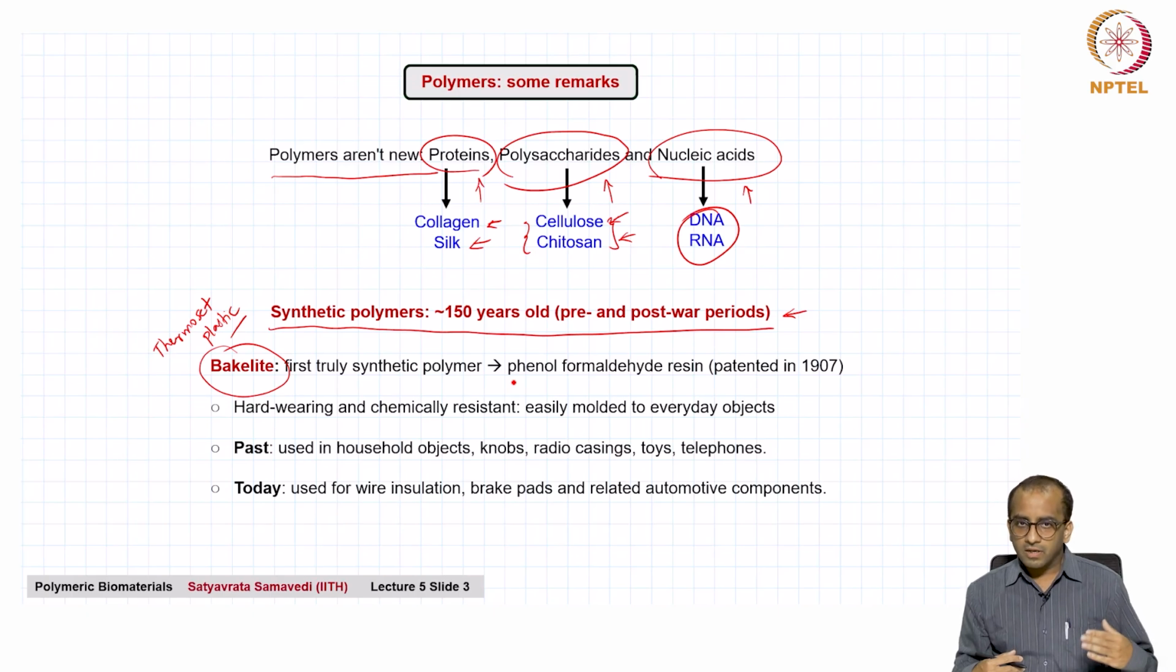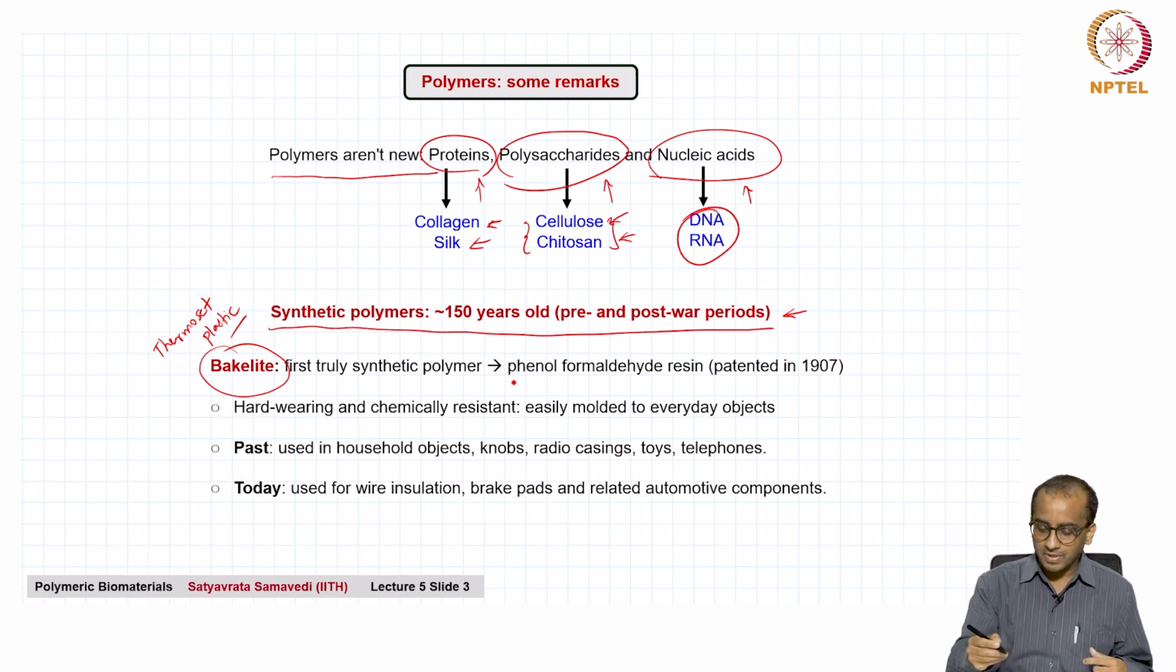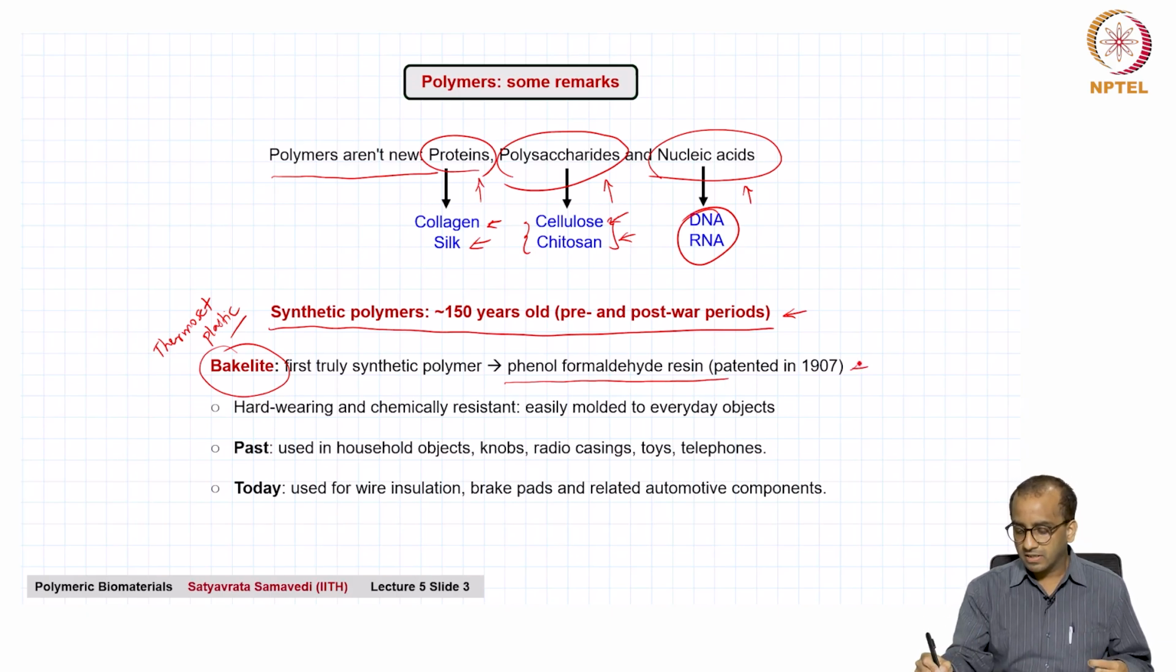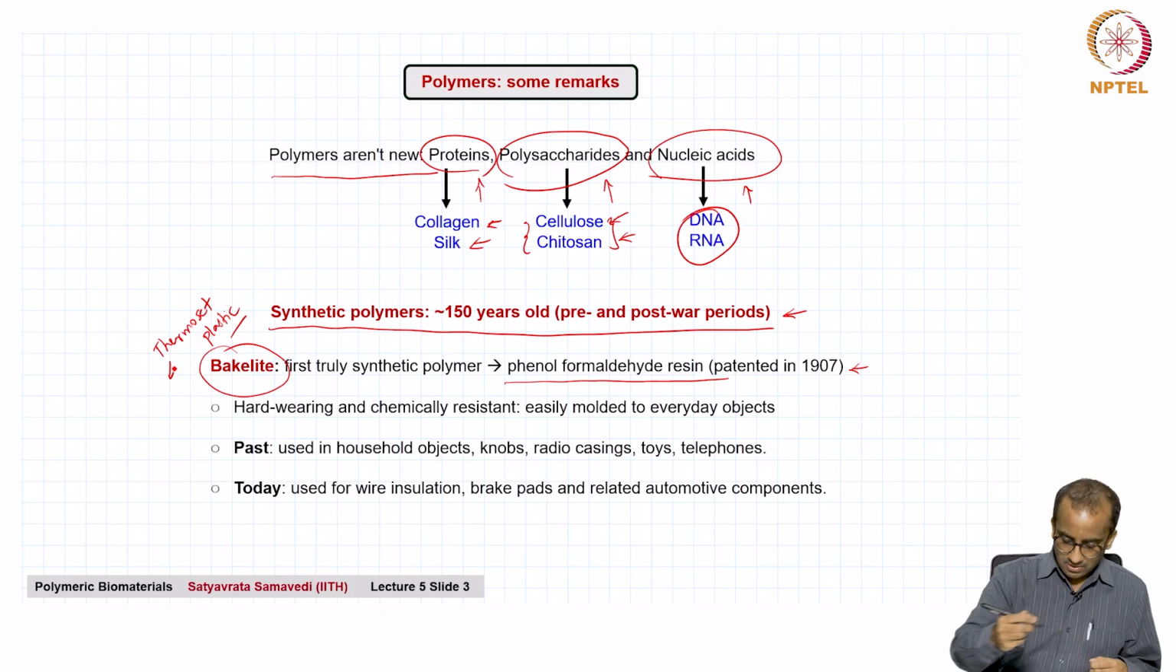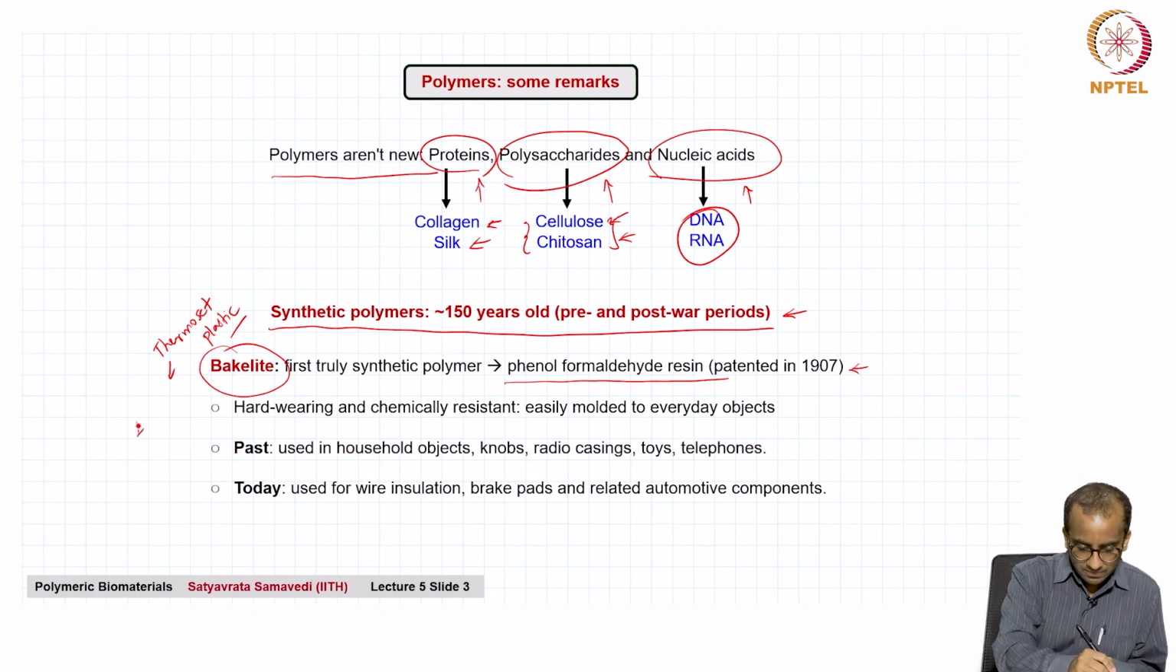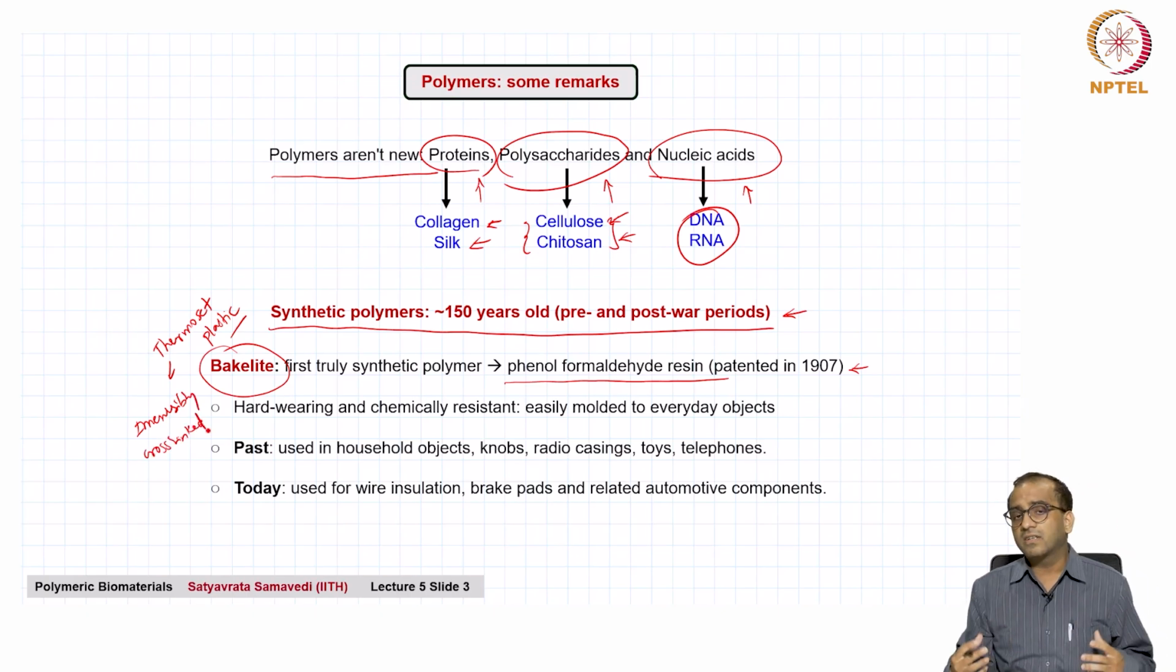So, we will define these more formally later, but as you go through these lectures, try and get yourself familiar with some of these words, and as they repeat, you will get a much better sense of what they mean in specific contexts. So, bakelite is a phenol formaldehyde resin that was patented back in 1907, and like I said, it was the first truly synthetic polymer. What thermoset means in this context is it's an irreversibly cross-linked polymeric structure.